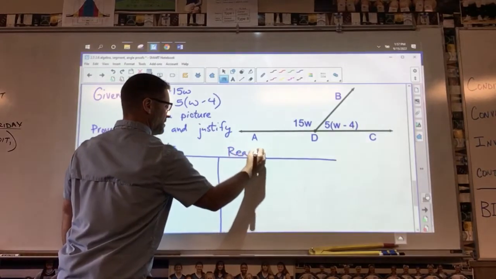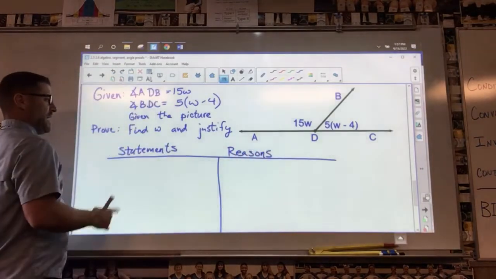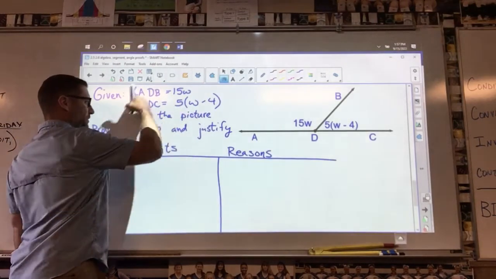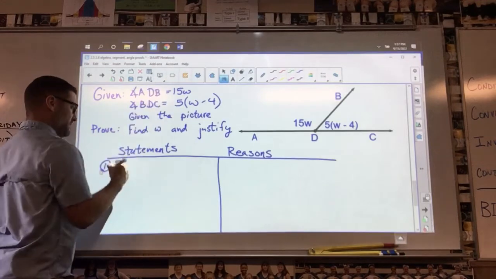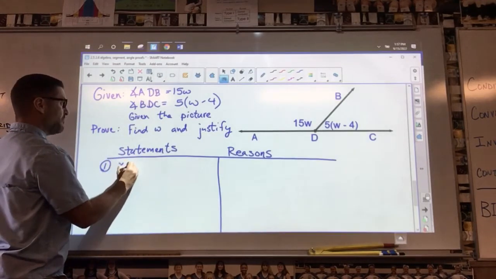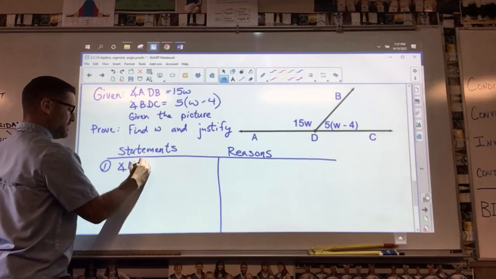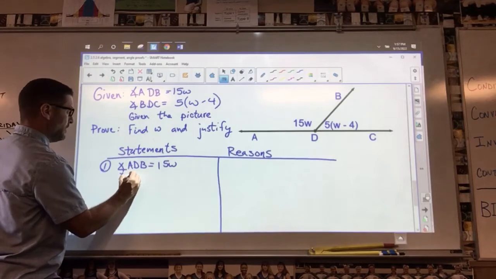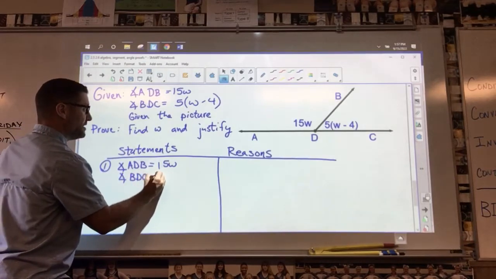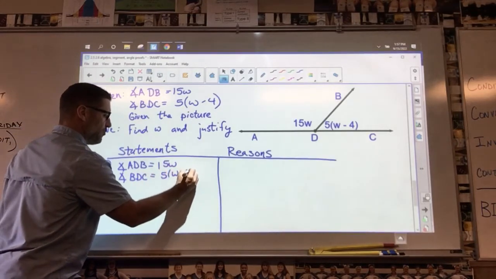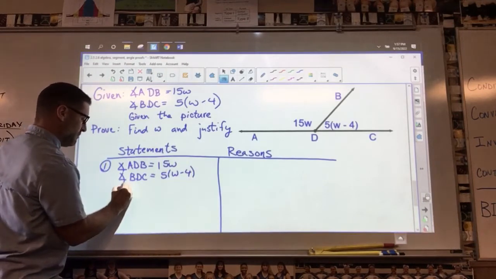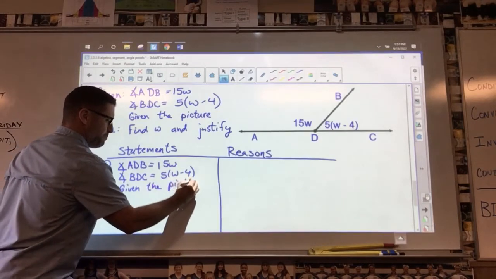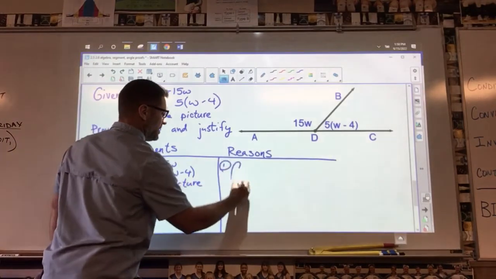Reasons here. And I'm going to start with the given. I'm going to start with these things, and I'm literally just recopying. You always take those and recopy them for those spots. So I'm going to put angle ADB is equal to 15W. I have angle BDC is equal to 5W minus 4. And I'm also given the picture. Given the picture. Given.